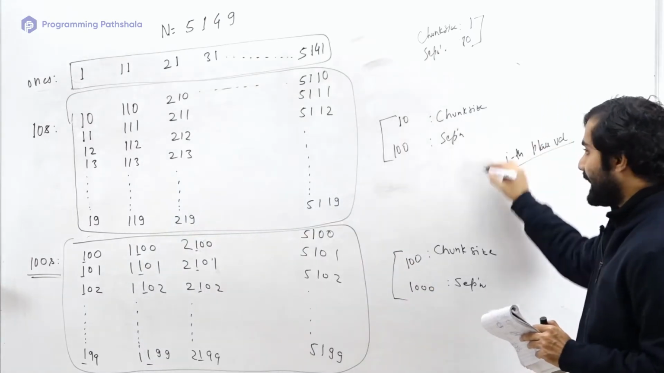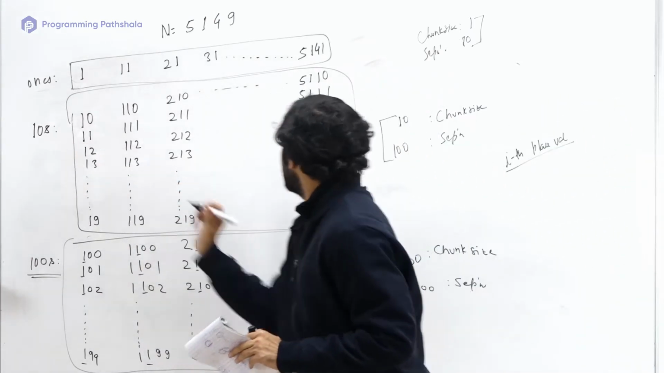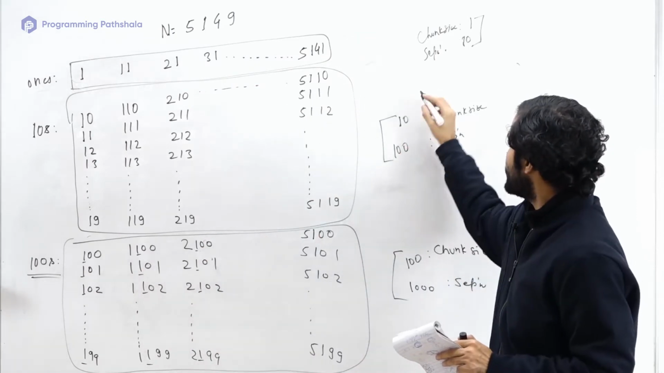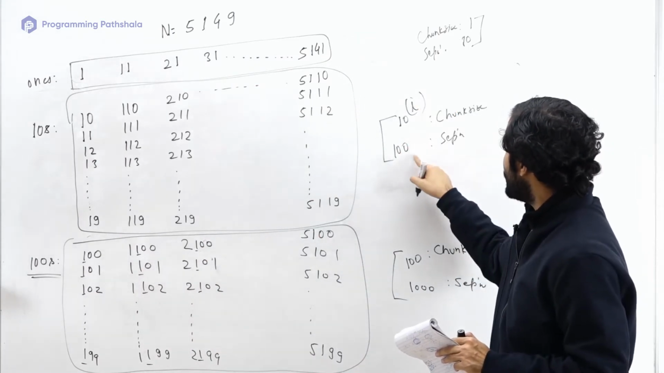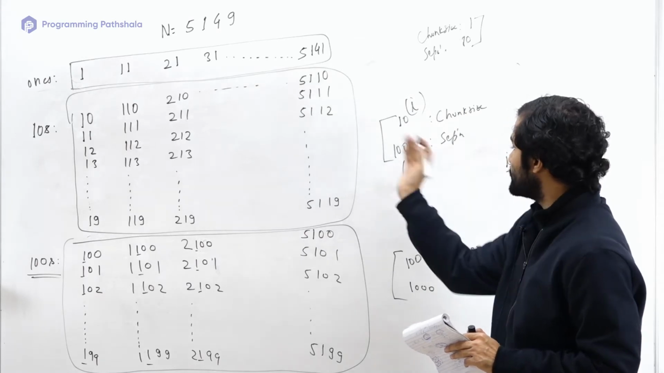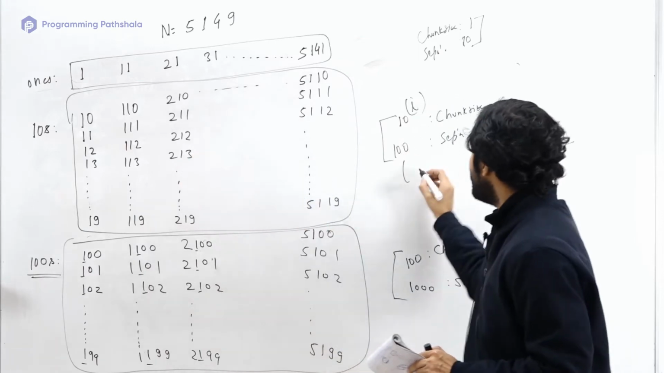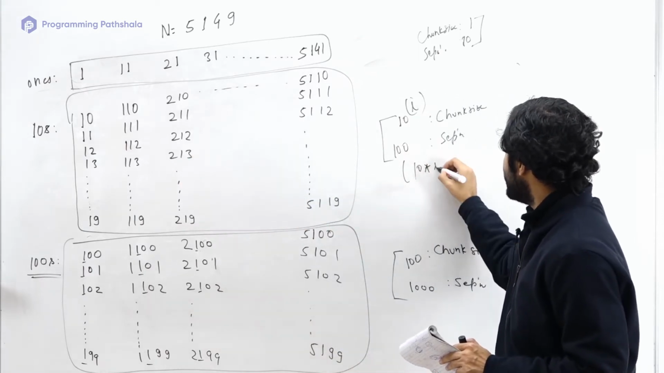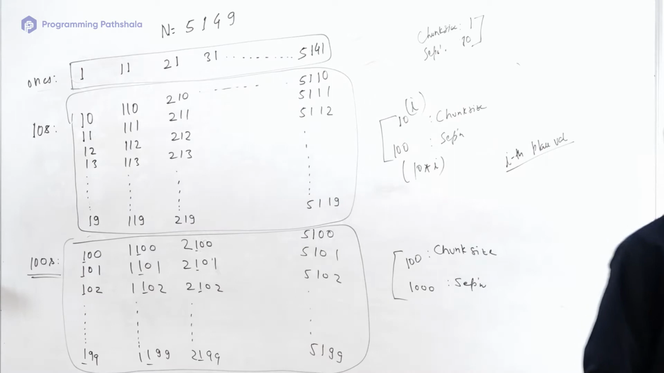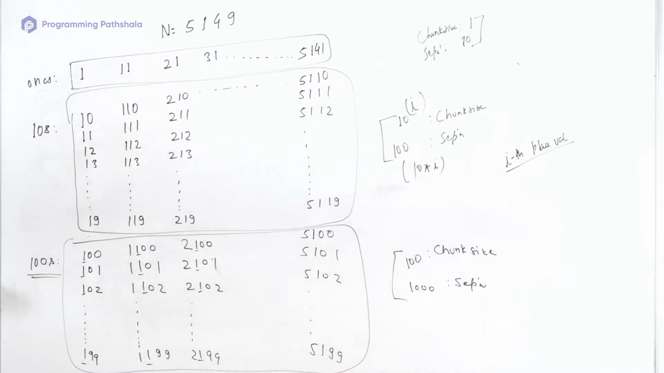If you consider ith place value, what is the chunk size? The chunk size will be I. And what will be the separation? The separation will be equal to 10 multiplied by I. And that is applicable everywhere. So in the ith place value, your chunk size is I and your separation is 10 into I. Does that sound good to everyone? Yes or no? Now this property will help you immensely.